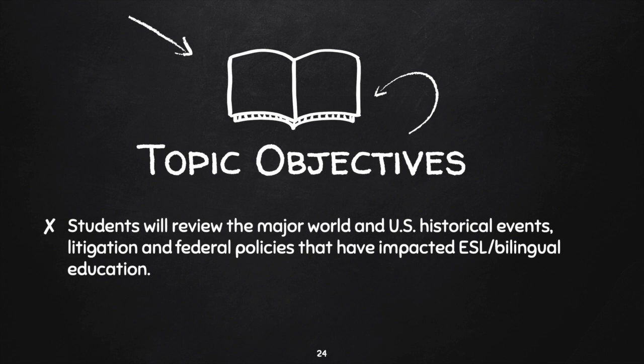All right, and that is going to do it for our content presentation. So throughout this content presentation, our objective really was for you to look at and review major world and U.S. historical events, litigation, and federal policies that have impacted ESL bilingual education. We looked at several different pieces of big litigation that happened throughout the course of ESL bilingual history across the United States, and specifically Texas.